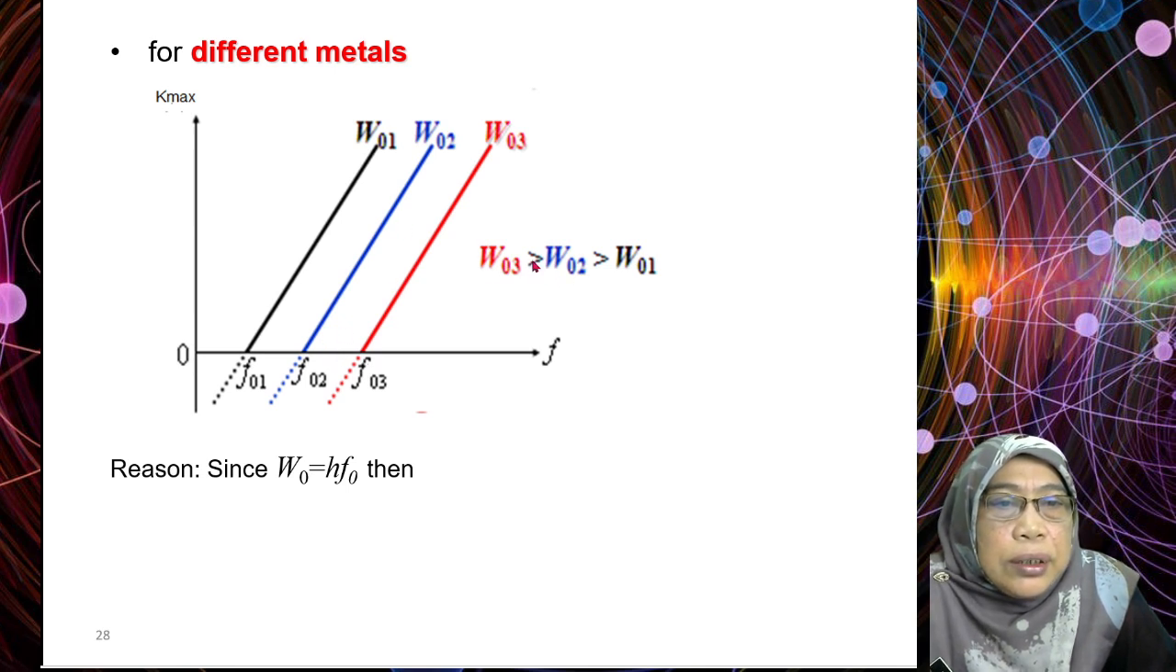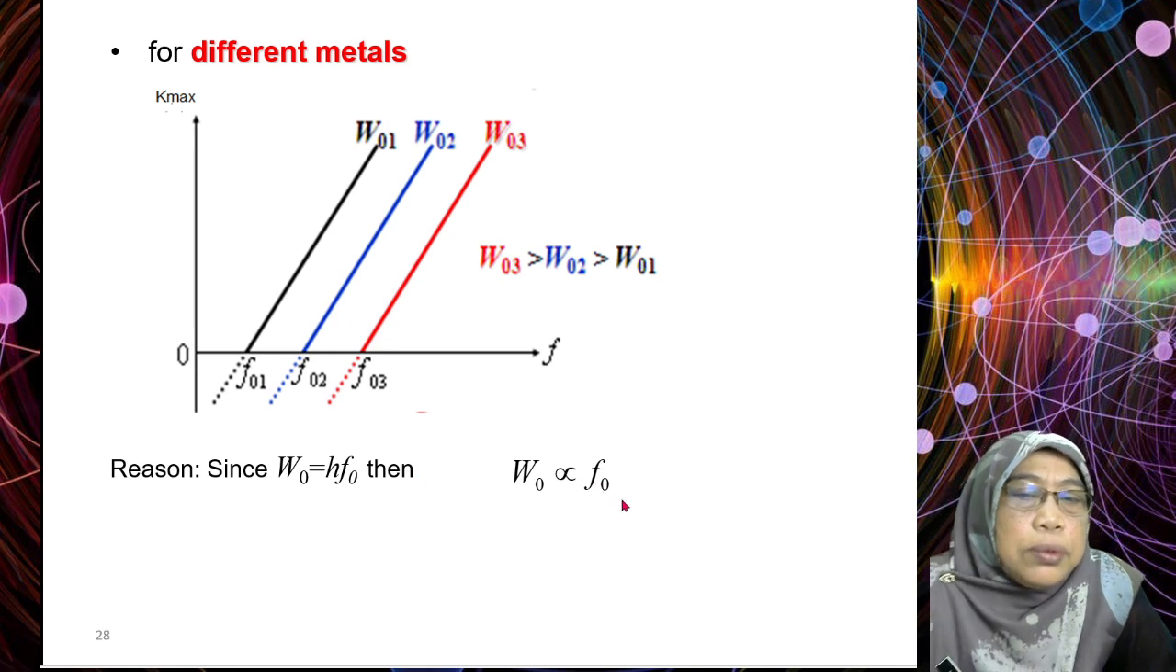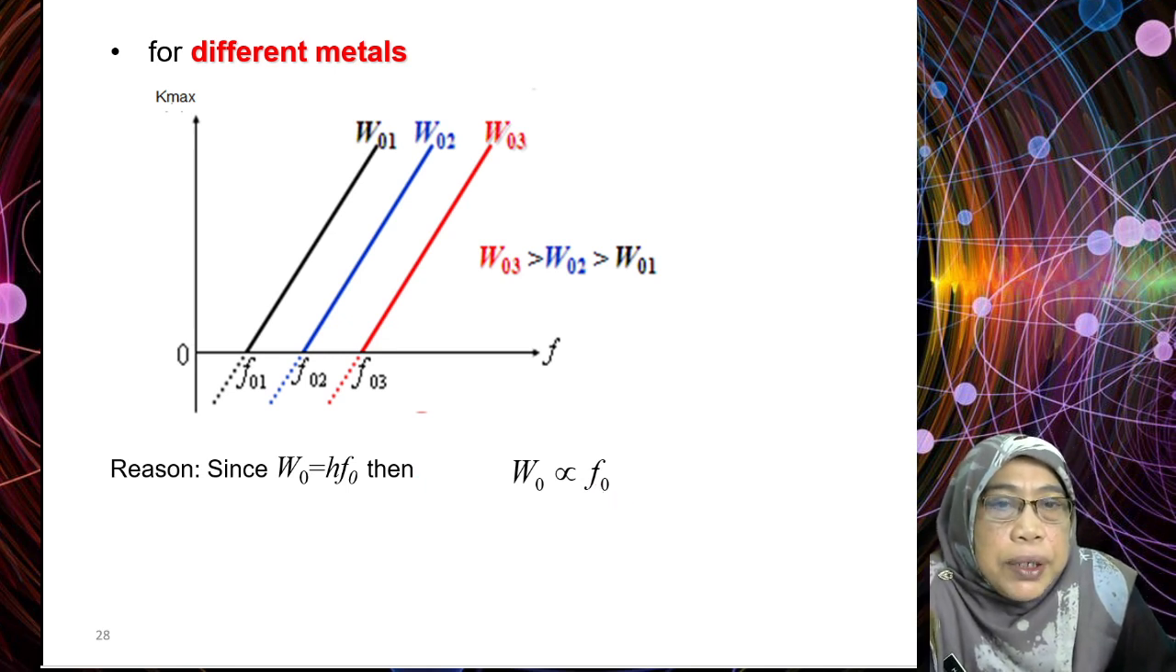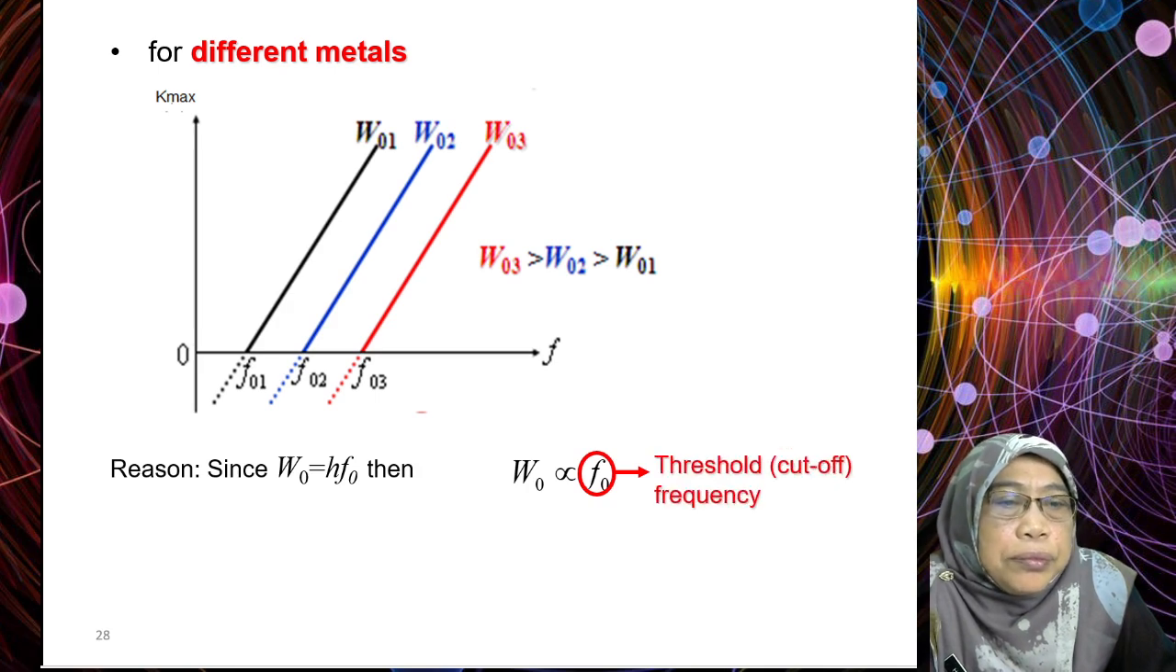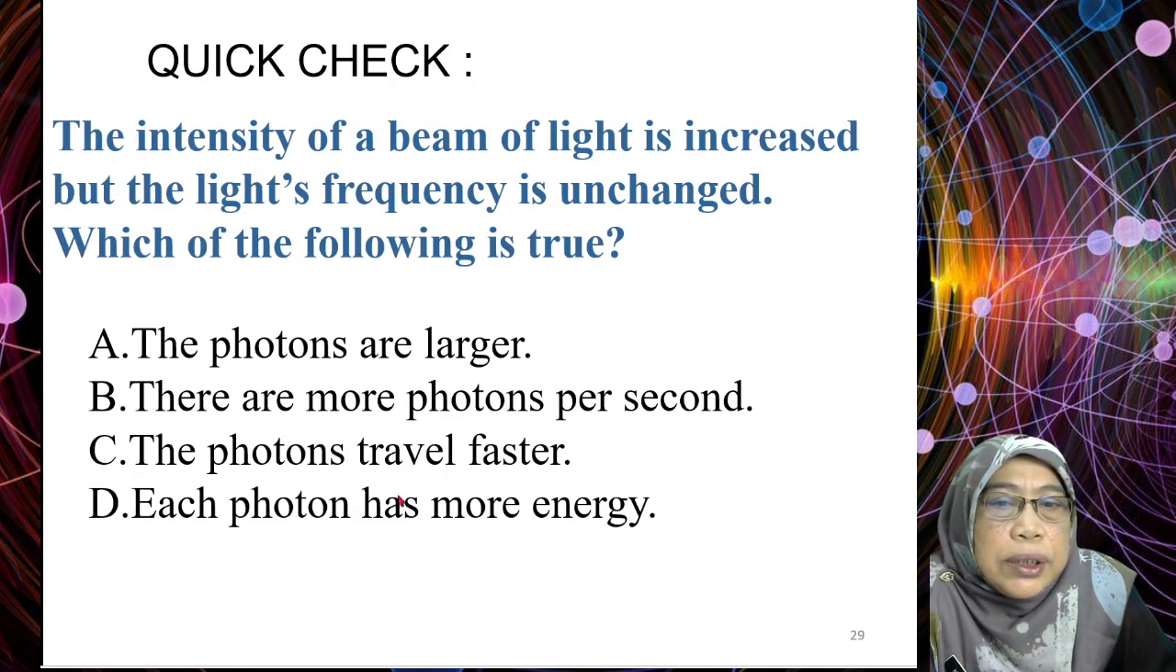Work function 3 is more than work function 2, so the threshold frequency of metal 2 is less than the threshold frequency of metal 3. The equation of work function is equal to hf0. Higher work function, higher threshold frequency. Work function is proportional to the threshold or cut-off frequency.